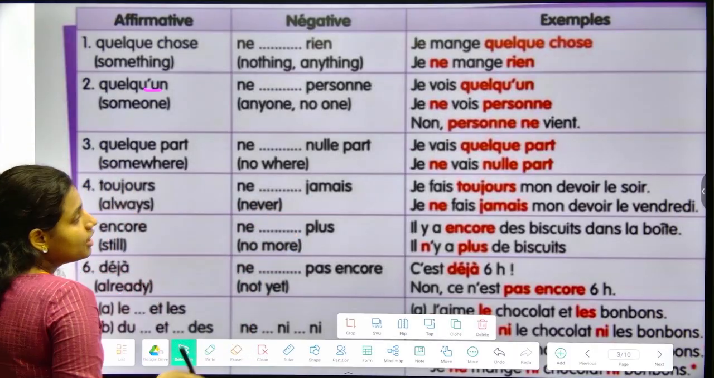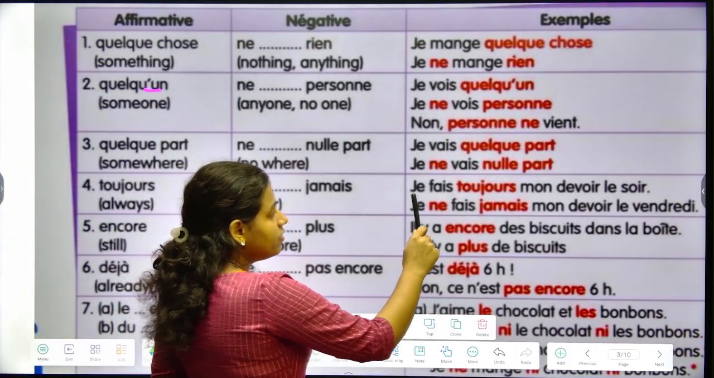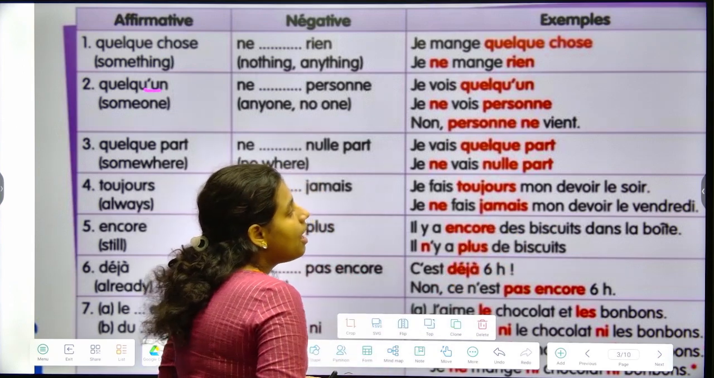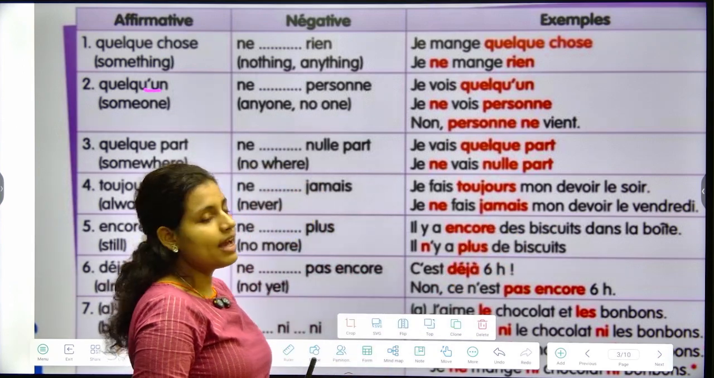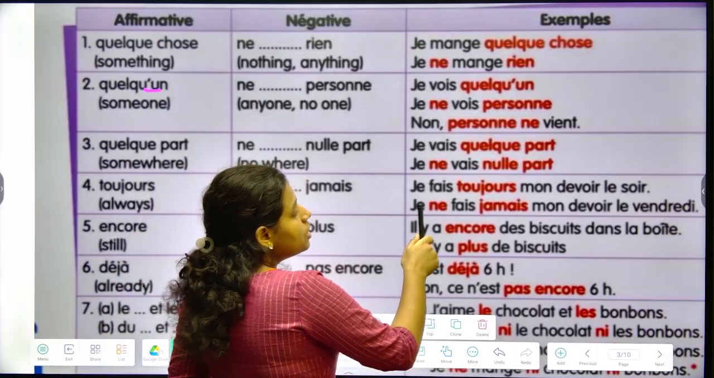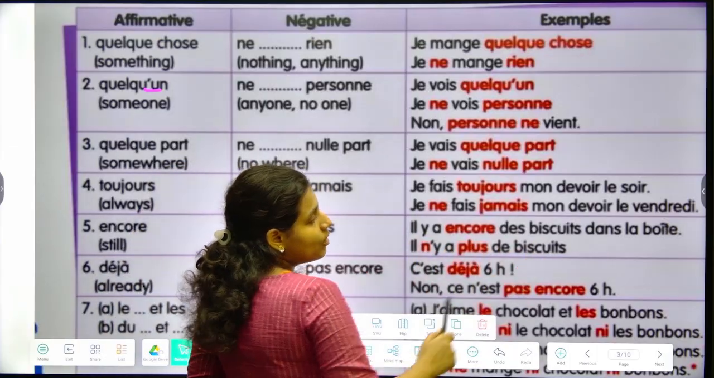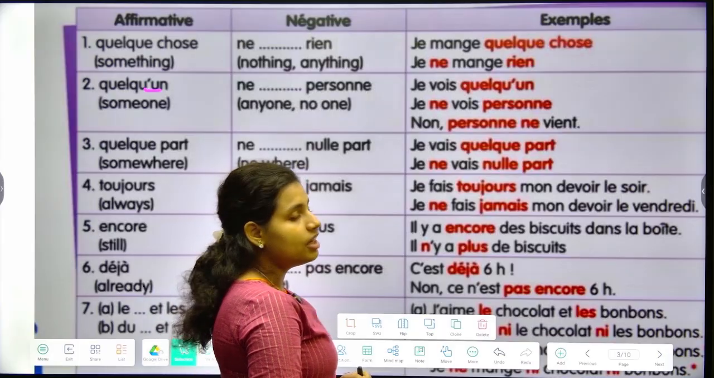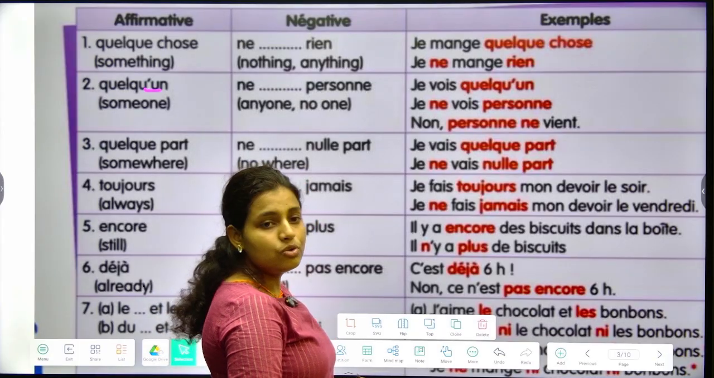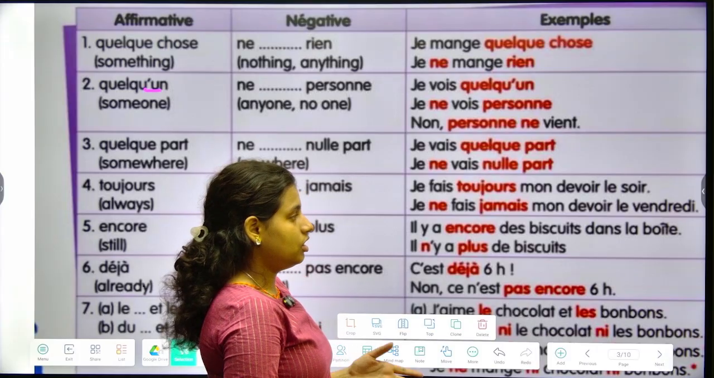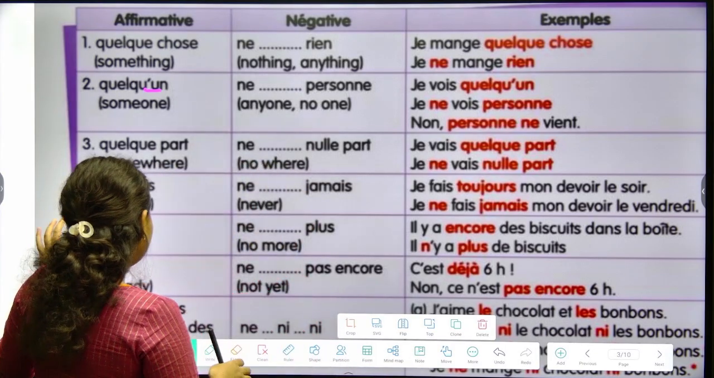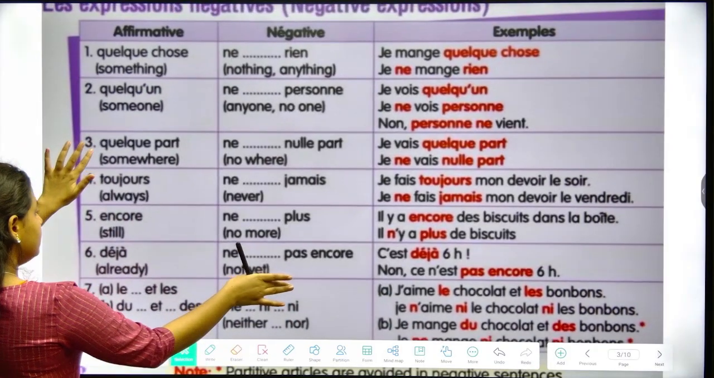The statement which we have here is je fais toujours mon devoir le soir. I always do my work in the evening. How will you negate? We'll negate je ne fais jamais mon devoir le vendredi. I never do my homework on Friday. Jeudi, vendredi, on Friday.